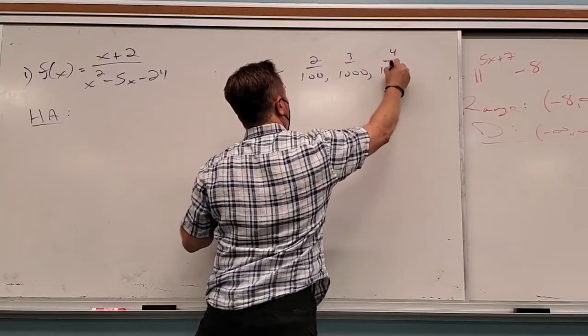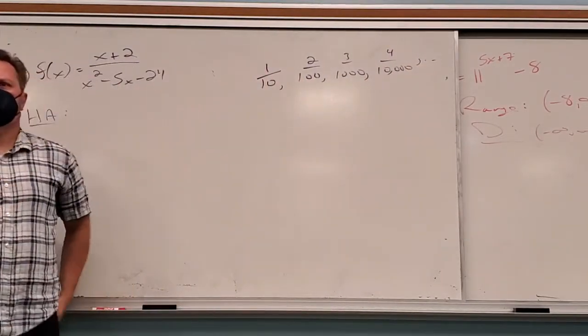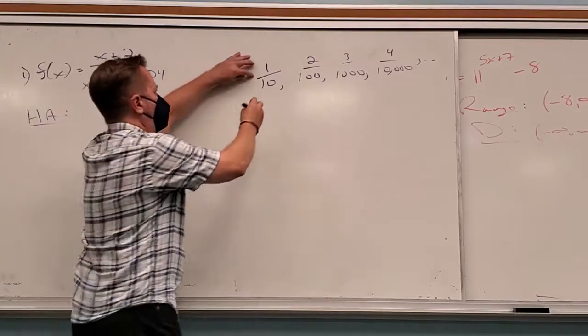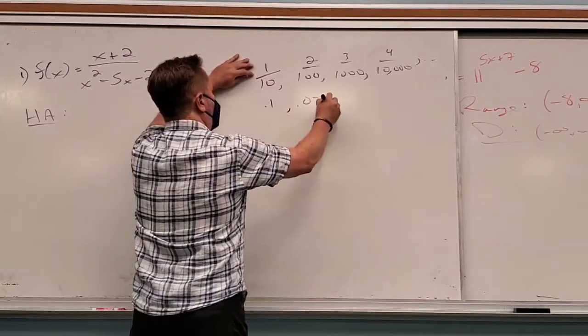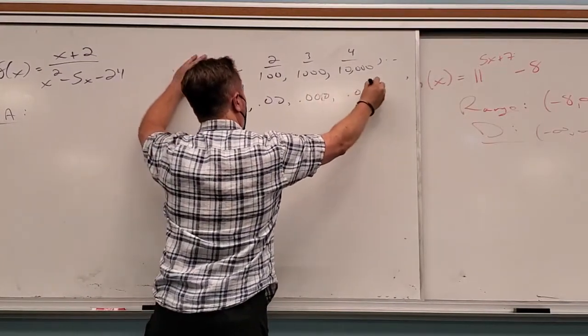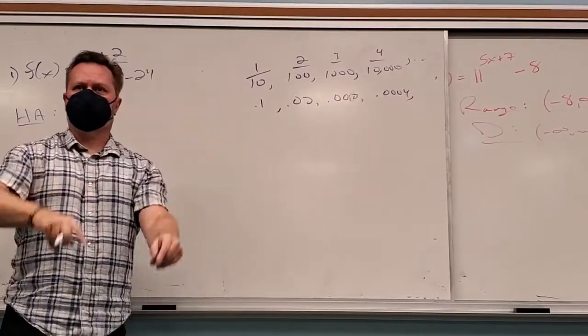Is the top getting bigger? Yes. Is the bottom getting bigger? Yes. Which one's getting bigger faster? The bottom. This is 0.1. This is 0.02. This is 0.003. This is 0.0004. What are the outputs getting closer and closer to?